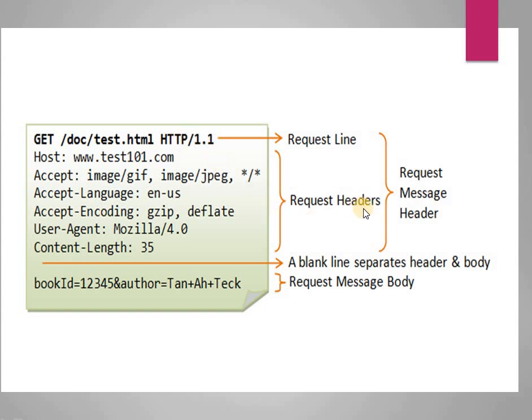Now in the request header, there is a host name. After that, accepted formats, that is image GIF, image JPEG, what kind of format is supported, and the accepted languages. After that, content length, that is 35. After that there is a blank line, and after that the request message body, whatever I am looking for. For example, if I am looking for a book, then the book ID is this and the author is this, and I am looking for this content.